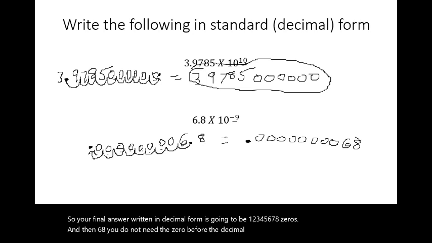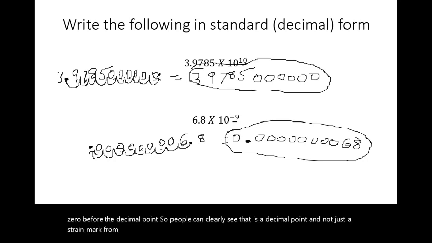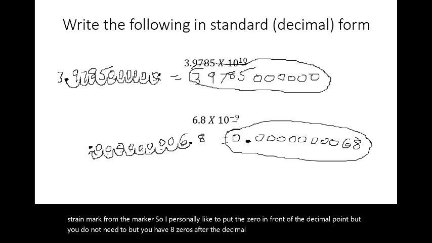I do personally like to put the 0 before the decimal point so people can clearly see that that is a decimal point and not just a stray mark from the marker. So I personally like to put the 0 in front of the decimal point, but you do not need to. But you have 8 zeros after the decimal point, 6, 8.